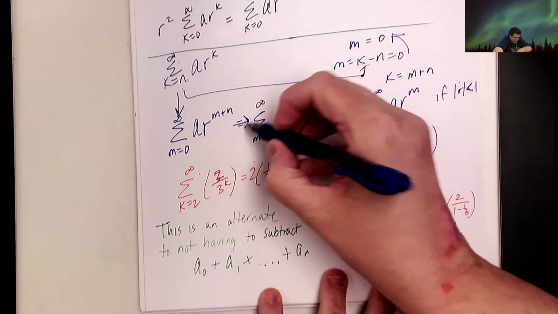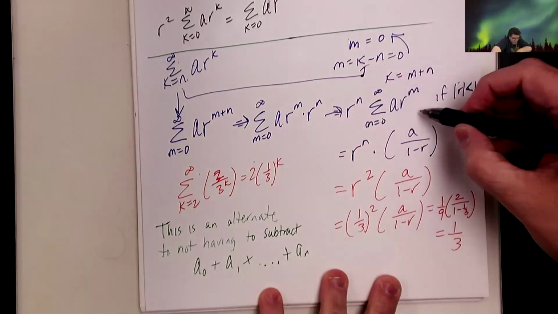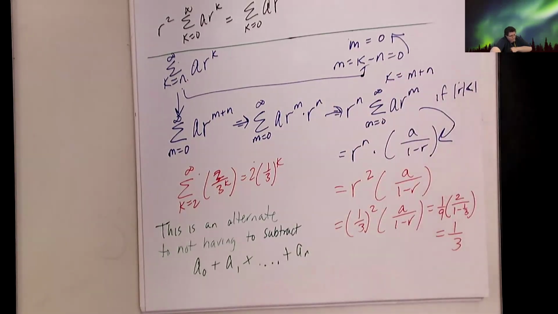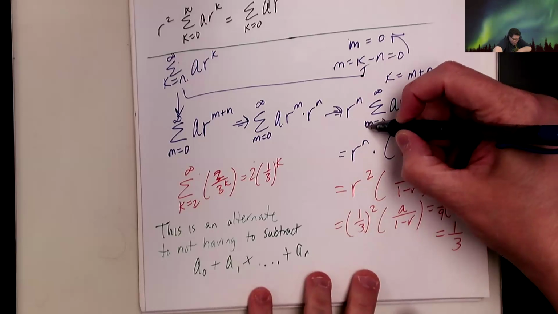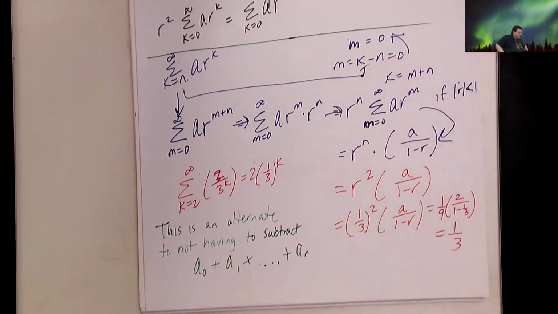Maybe I should write a little flow arrow of what I'm doing here. Doesn't that look much better, arm rather than arc? M equals 0 to infinity gives A to the RM, AR to the M.